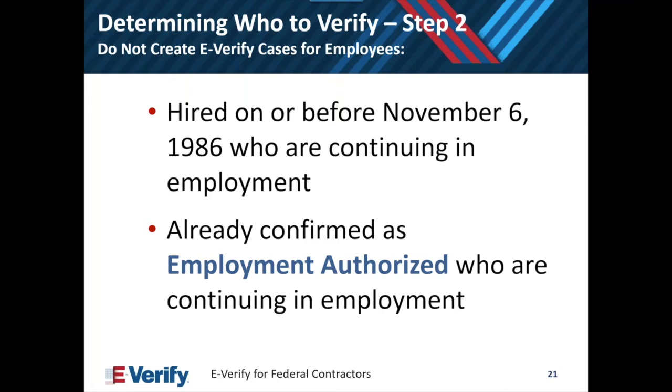The second bullet is for those employers who are already enrolled in E-Verify and using the system. So if you have an employee who is existing and they've already been confirmed as employment authorized with E-Verify and they're continuing in employment, you wouldn't need to run a new case for them simply because you got this federal contract with the FAR E-Verify clause. They've already been confirmed, they're employment authorized, they're good to go. You don't need to run a new case for those folks either.